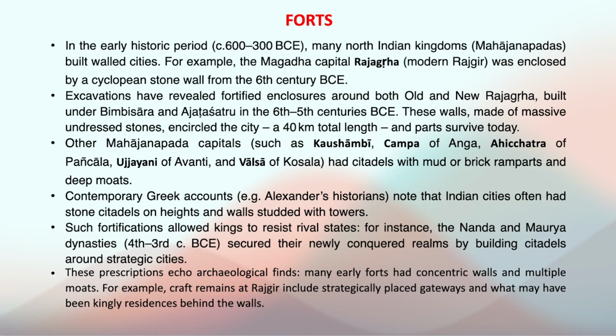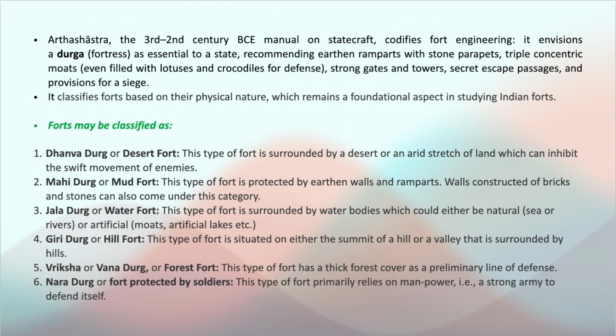Contemporary Greek accounts also note that Indian cities had stone citadels on heights and walls studded with towers. Such fortifications allowed the kings to resist the rival states and also secure newly conquered realms by building citadels around strategic cities. These prescriptions echo archaeological finds. Many early forts had concentric walls and multiple moats. For example, remains at Rajgir include strategically placed gateways and what may have been residences behind the walls. So the Arthashastra mentions various fort engineering and also envisions a fortress, that is a durga, as essential to a state, recommending earthen ramparts with stone parapets.